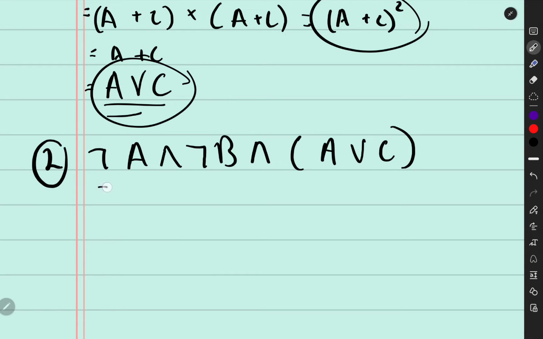So, not A, and not B, and A or C. Now, before I do mine, I personally like to keep the nots. I don't want to put it mathematically yet. Only once I'm at a stage where I can't simplify any further do I put it mathematically, right? So I like to write it as not A times not B times A plus C.